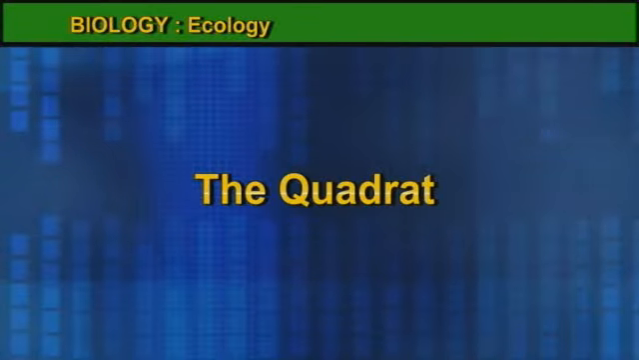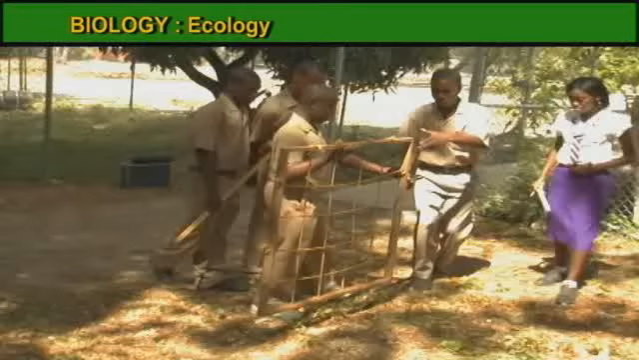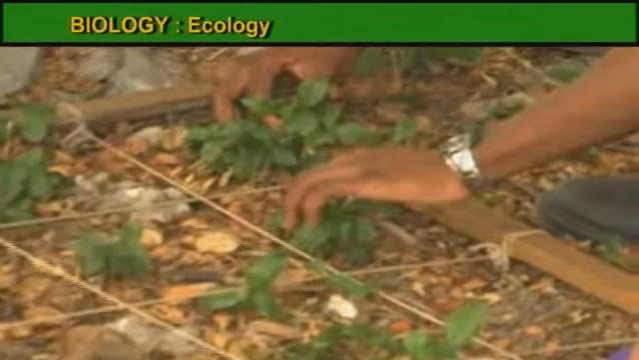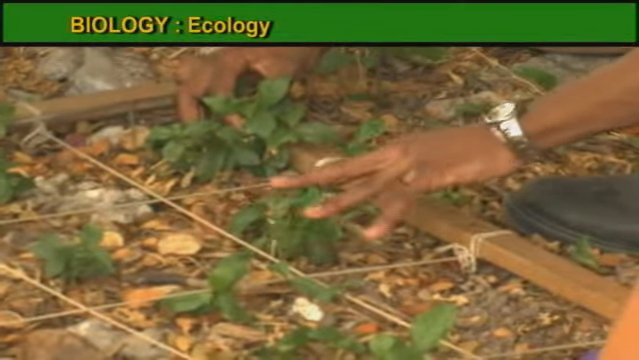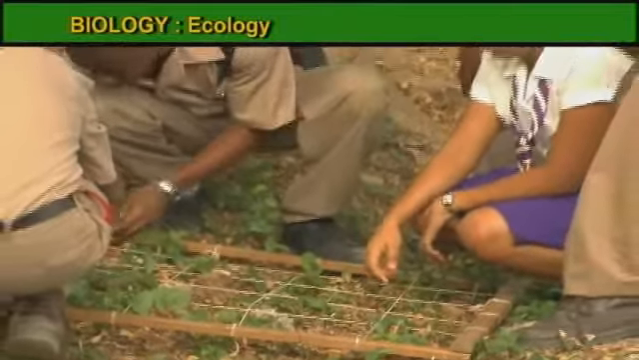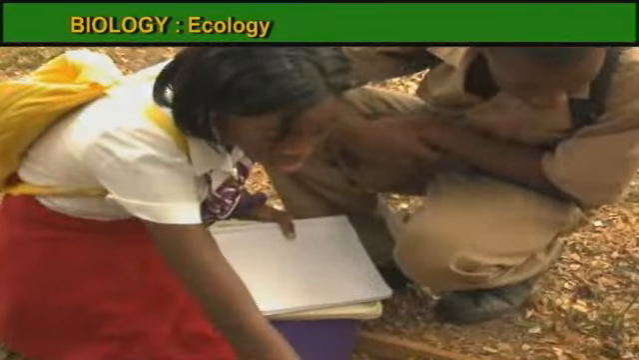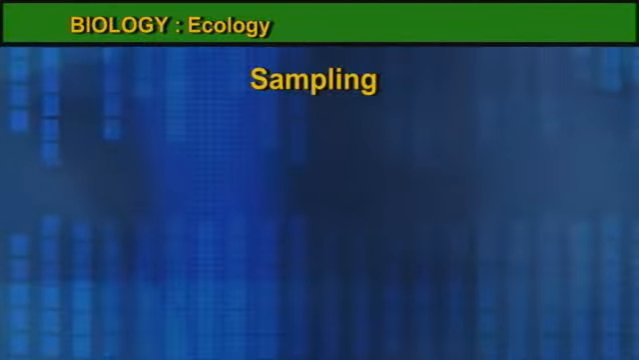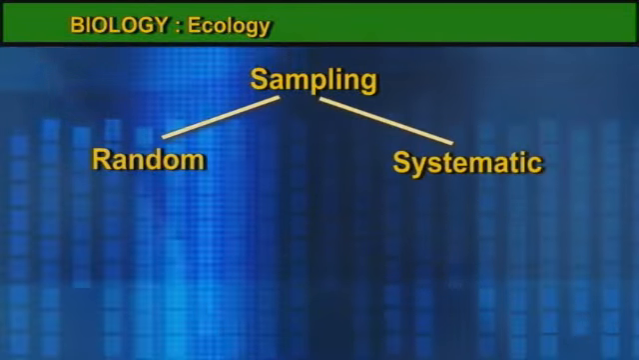The quadrat. The quadrat is a square generally made of a wooden or metal frame of a specific area, usually 0.25 meters squared or 1 meter squared. The quadrat is used for sampling vegetation, slow-moving animals, as well as organisms present on the surface of rocks in a stream or on a seashore. The quadrat may be used for random or systematic sampling.